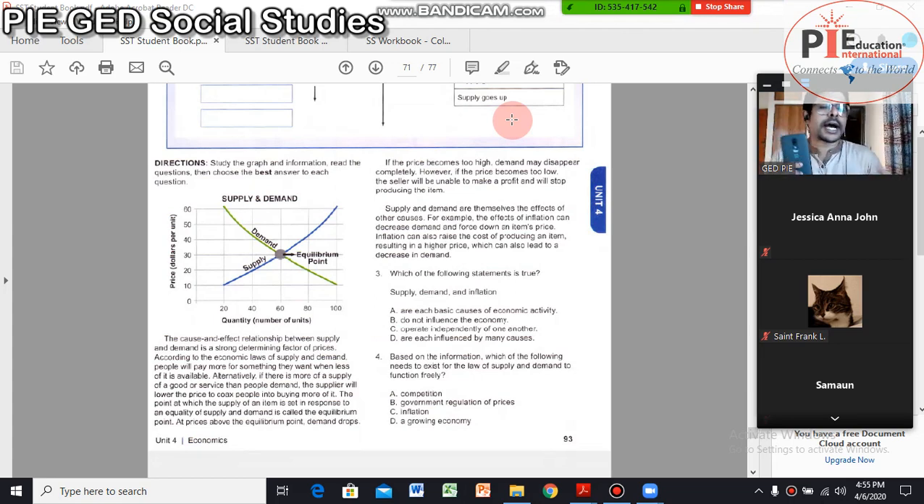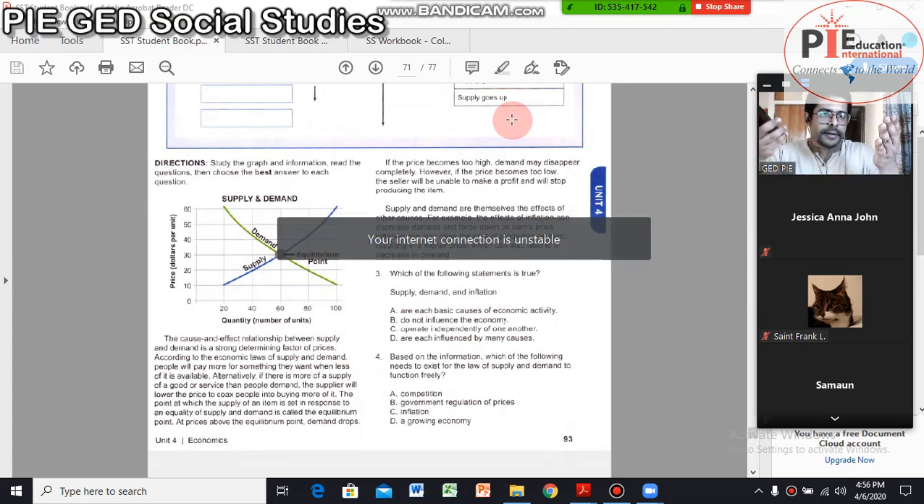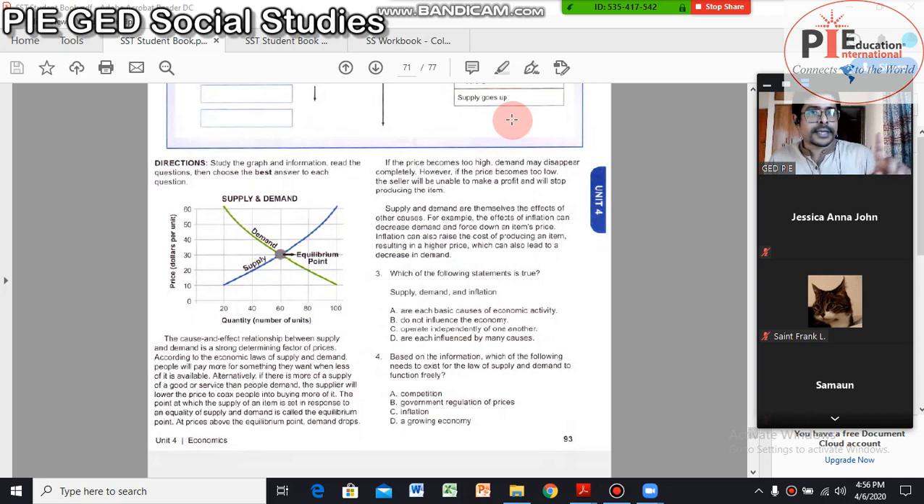I will have more competition. I will have more competitors coming into the market, right? So basically, if the price goes up, the supply also goes up. And if the price goes down, the supply also goes down, given that the demand is not affected. The demand remains the same. Is this clear? That is the law of supply and demand.